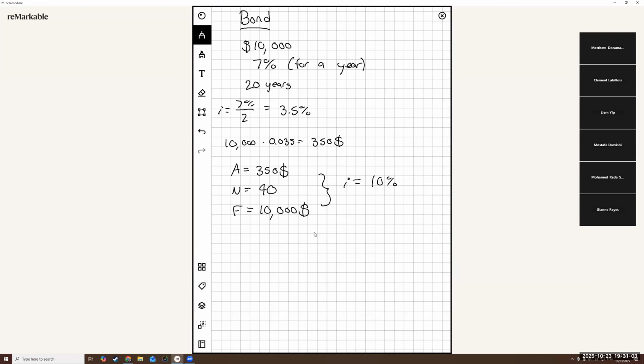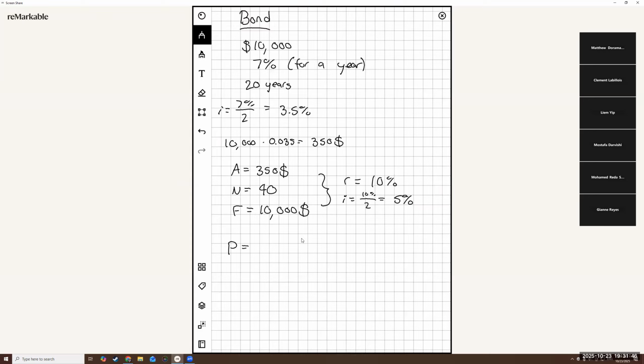Which again is our nominal interest. Keep in mind our N is 40. Our N represents semi-annual payments, so every 6 months. Therefore, our interest rate should be 10% divided by 2, which is 5% every 6 months. Now all that's left to do is to calculate the present value based on a known A and a known F at 5% interest rate for 40 installments.